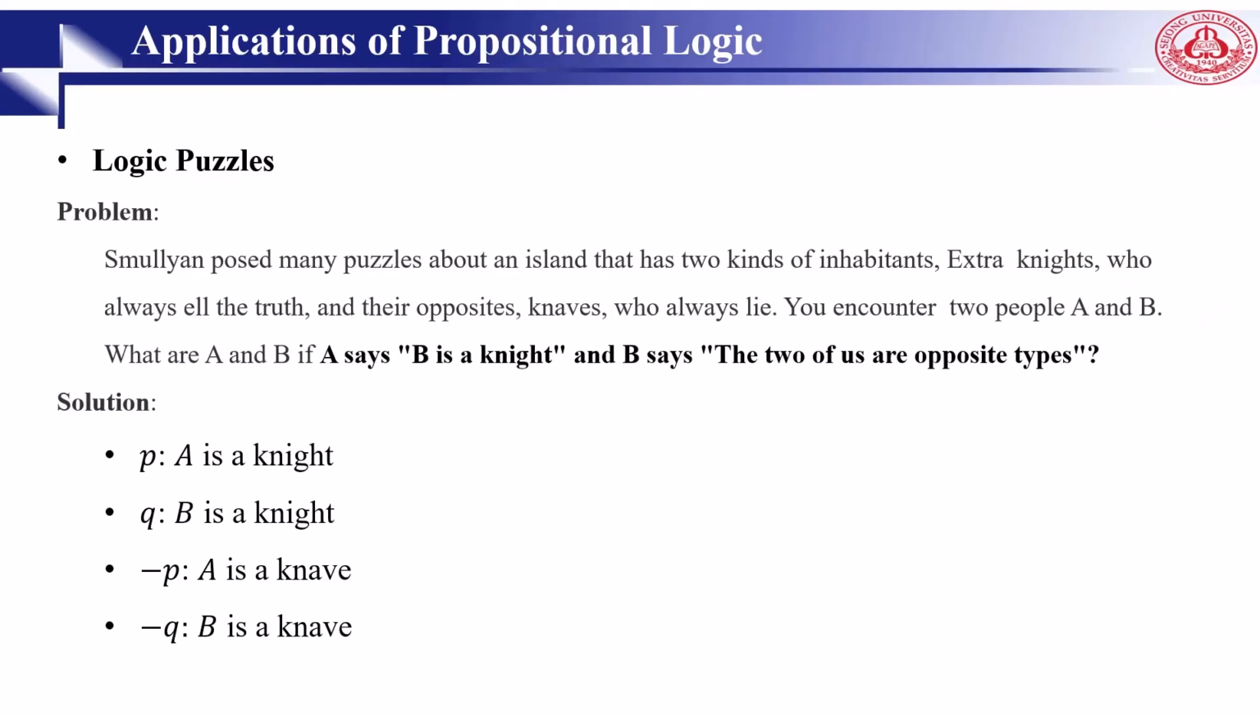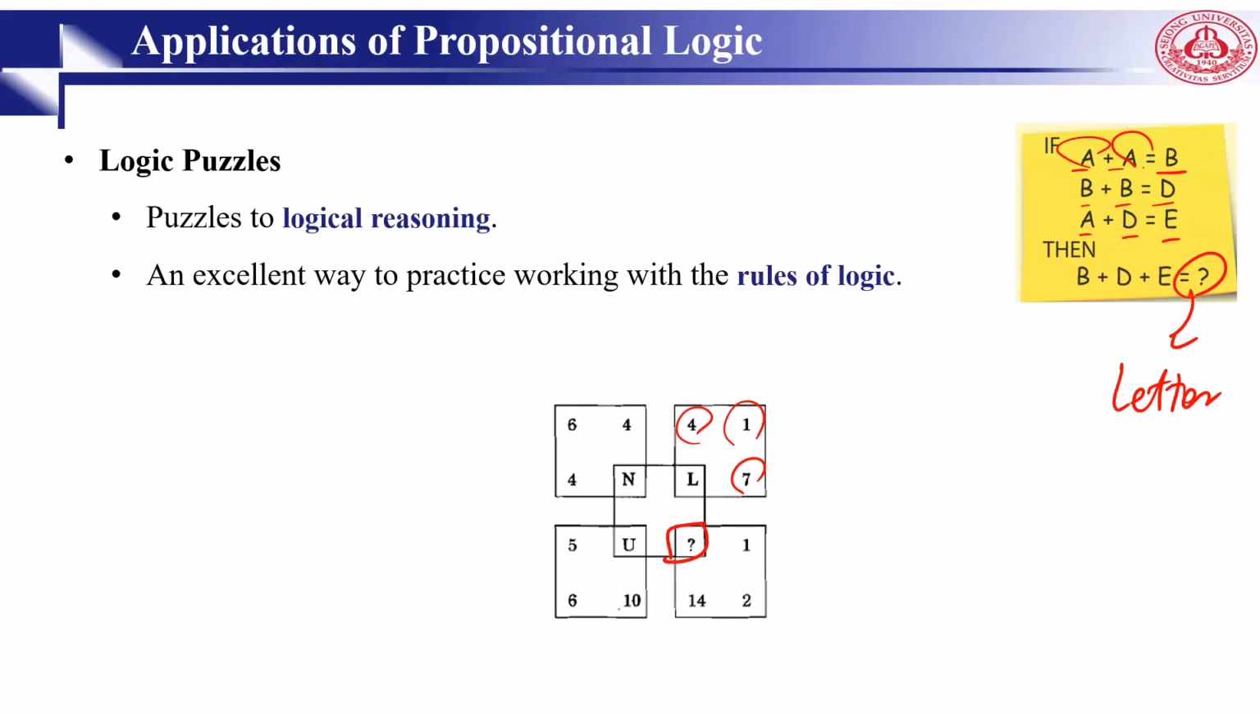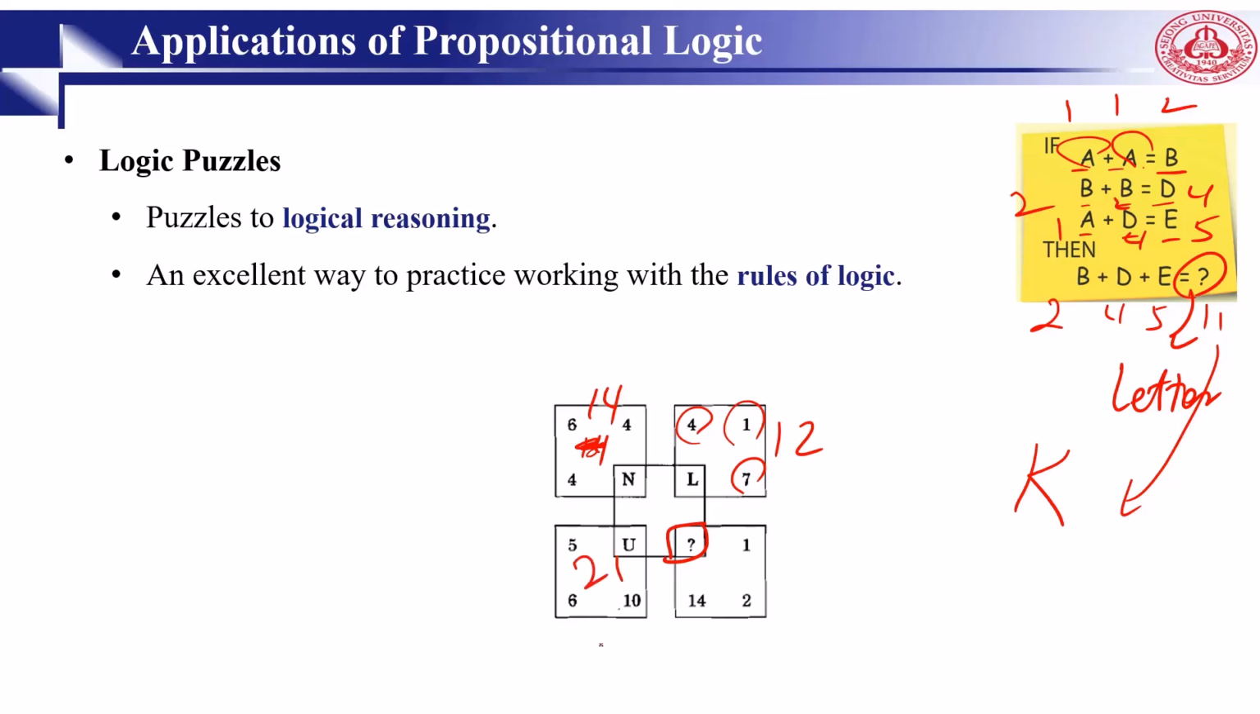For this one, 1 and 1 is 2, so 1 and 1, 2, then 2 and 2, 4, then 1 and 4, 5, right? Then 2, 4, 5, it will be 11, and 11 is K. In here, N is 14, this one is 112L, right? 21U, and 17. That's why the answer is Q.